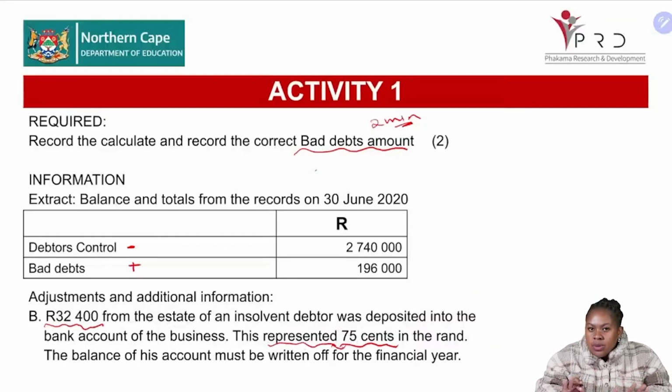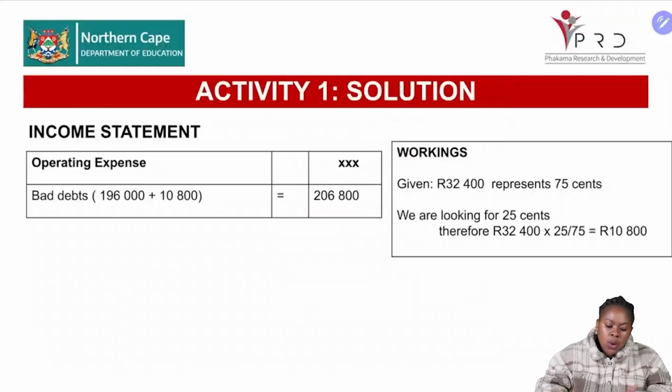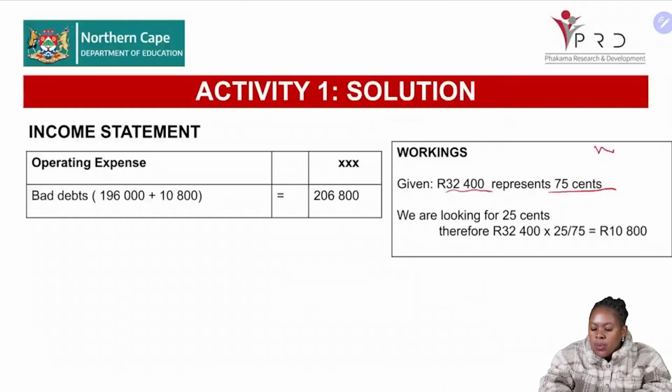Now, don't worry, don't stress, because cents are out of 100, percentage is also out of 100. So, we are dealing with a very similar situation. Okay, so then we go on to say 32,400 represents 75 cents. Then we can quickly use our calculation of what we want divided by what we have.